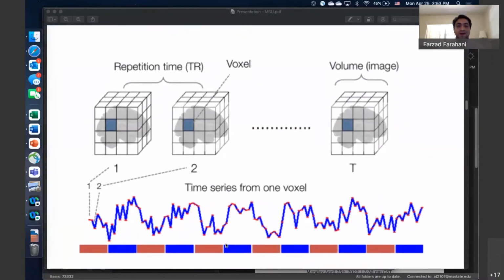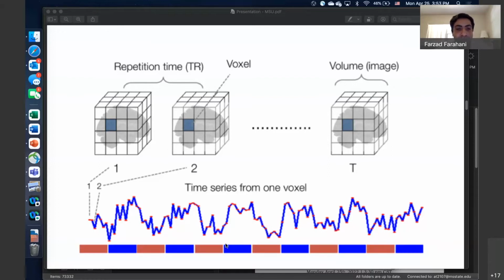fMRI data are considered as time series. How do we consider them as time series? As I said, fMRI tries to capture the amount of neural activity, or the oxygenation level, in the brain. So if we scan a subject across time, we get a time series in which each time point shows the fluctuation of neural activity of that participant.